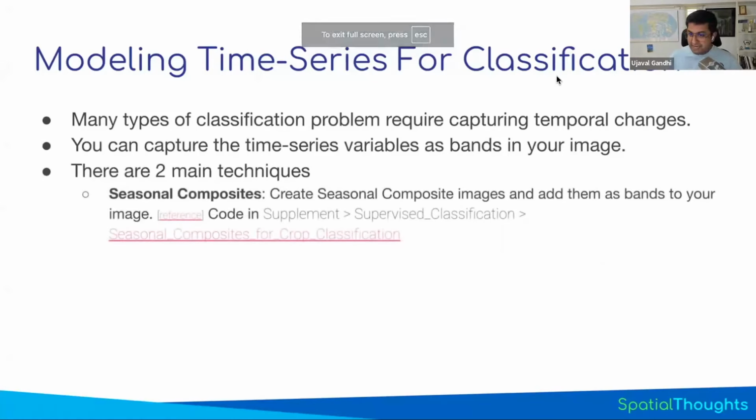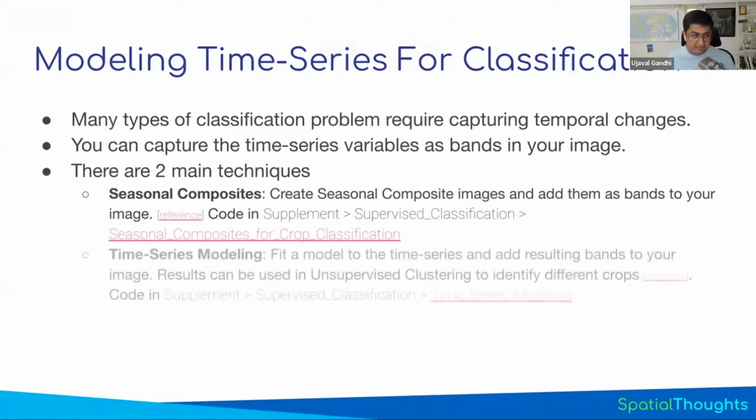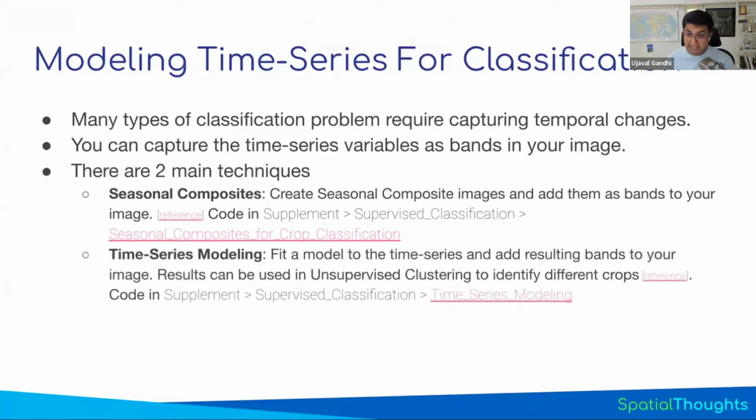So we learned about seasonal composite for crop classification. Here we are defining distinct seasons. What if I want to capture the full phenology? Maybe there are too many crops and each follows a different growth pattern. I can't distinguish them between seasons. How can I capture the exact phenology and use it for my classification? So that brings us to the next technique, which is called time series modeling.